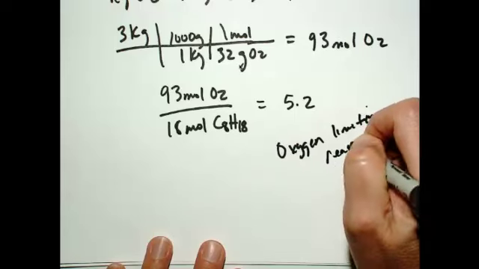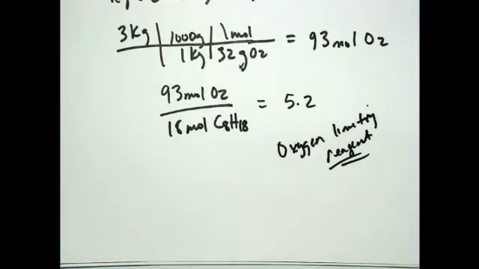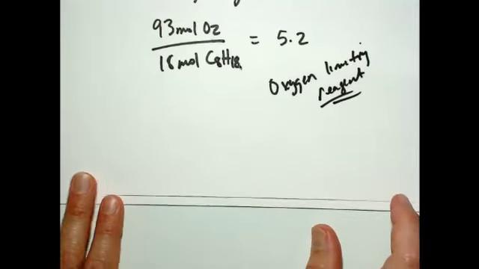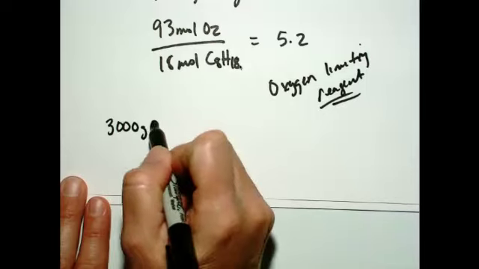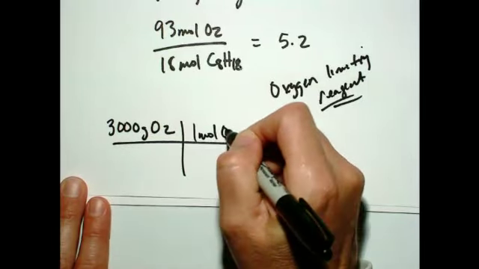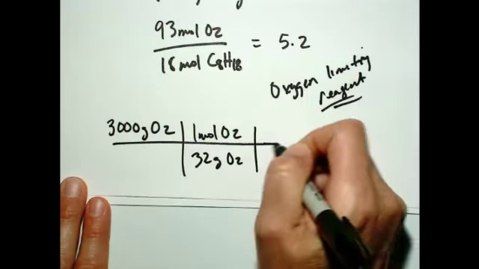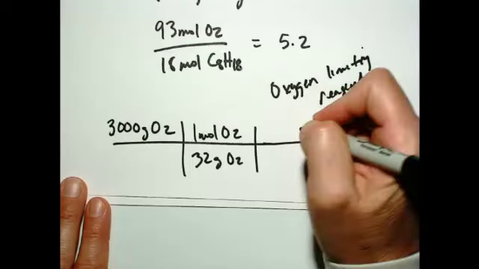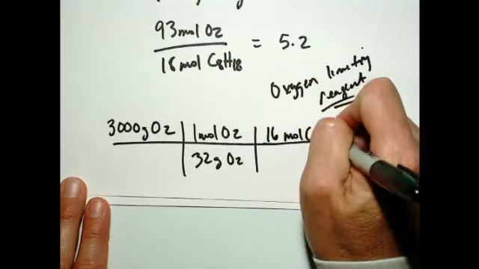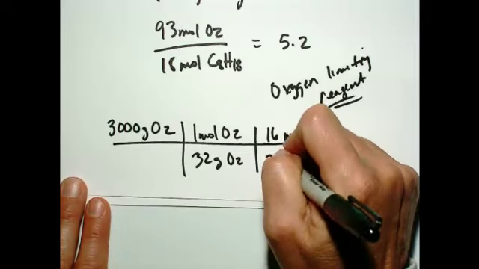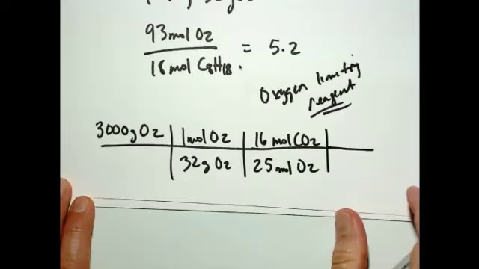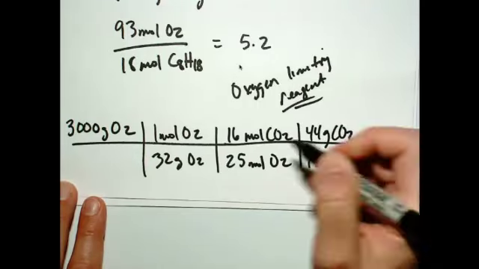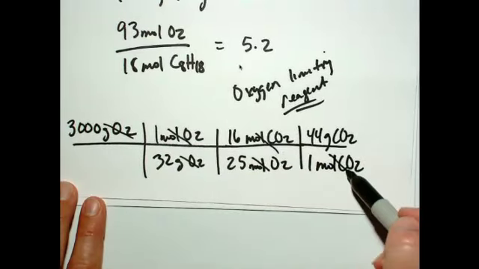Okay, and once you know that, you ought to be able to calculate the mass of carbon dioxide formed. You would just start with your oxygen as your limiting reagent and convert to grams of carbon dioxide. So we'll just start with 3,000 grams of oxygen and convert to moles of oxygen, 32 grams of oxygen per mole, like we have been doing. And then now we're in moles of oxygen, we want to go to moles of carbon dioxide. And from the balanced chemical equation, 16 moles of carbon dioxide for every 25 moles of oxygen consumed in that particular problem. And then back to grams of carbon dioxide, 44 grams carbon dioxide per 1 mole of carbon dioxide.